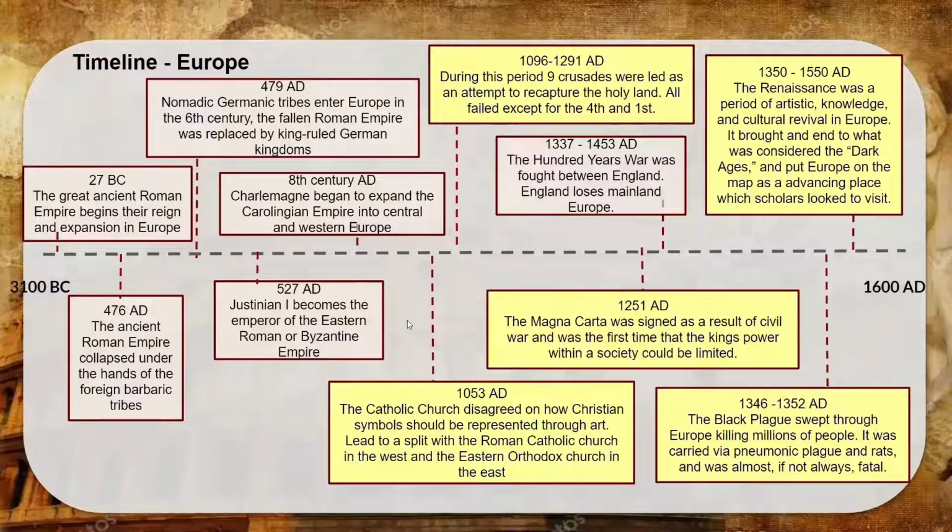In 1053 AD, the Catholic Church disagreed on how Christian symbols should be represented throughout art. This led to a split between the Roman Catholic Church and the Eastern Orthodox Church in the East. The Magna Carta was signed as a result of civil war, and it was the first time that the king's power within a society could be limited.